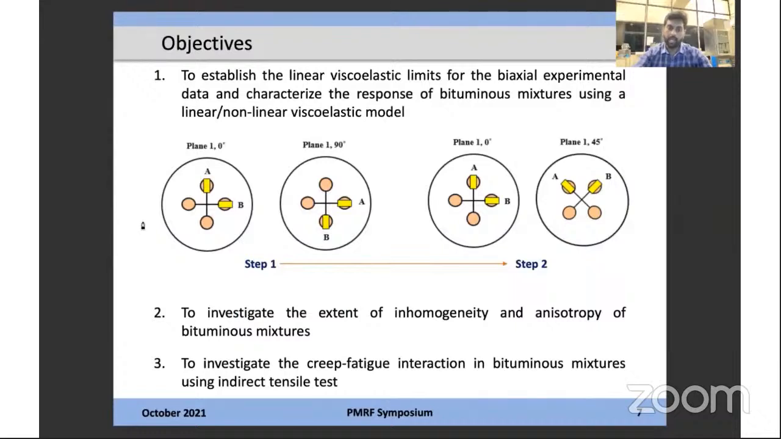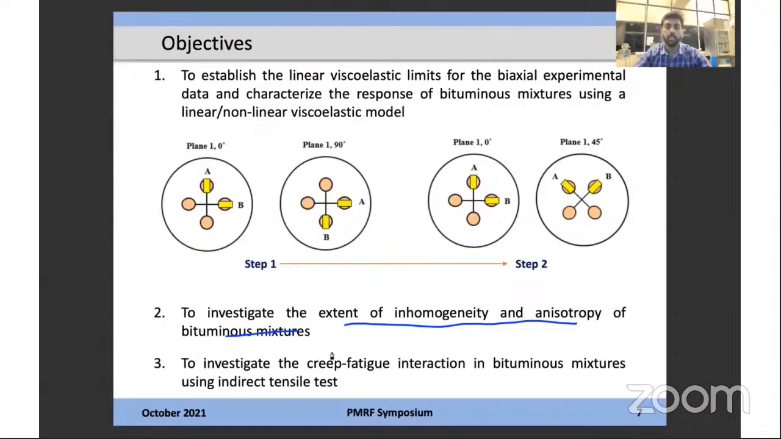And this test can be carried out in ITT mode because the deformation can be measured at 90 degrees as well as at 45 degrees. This deformation data can be used to identify the extent of inhomogeneity and anisotropy of the bituminous mixtures.